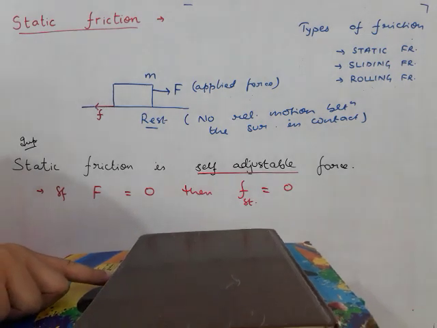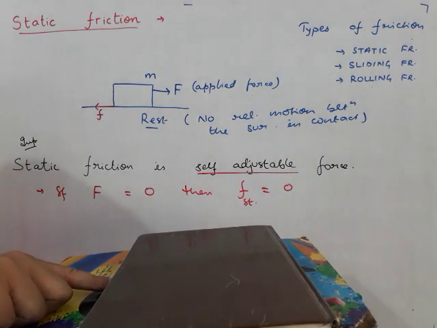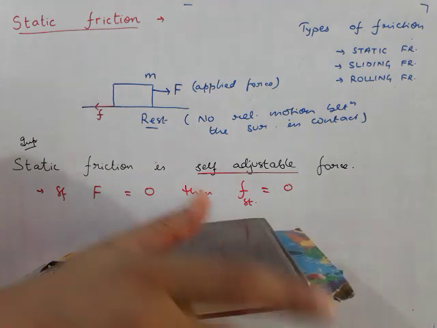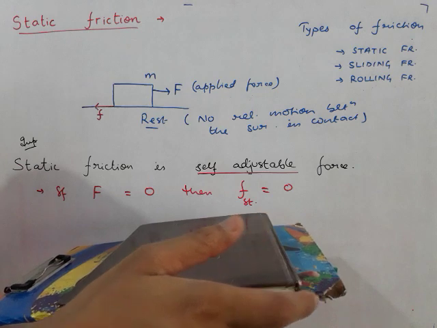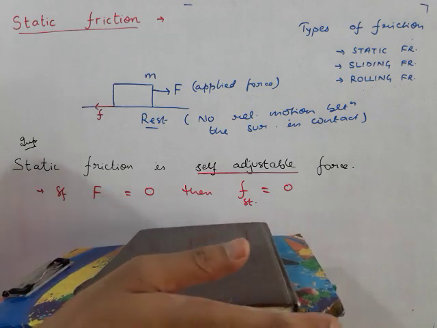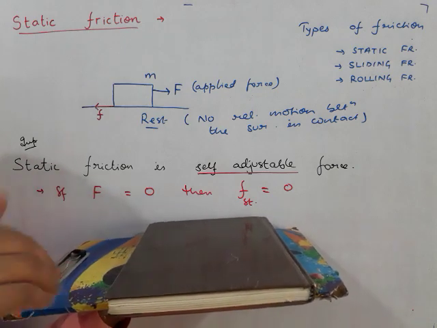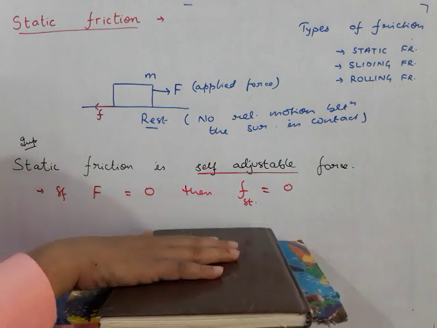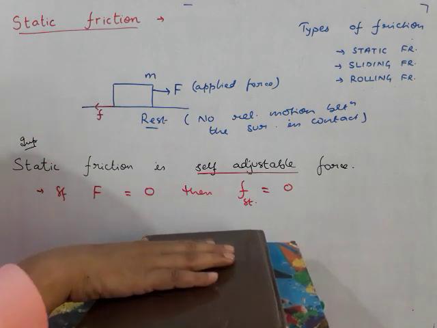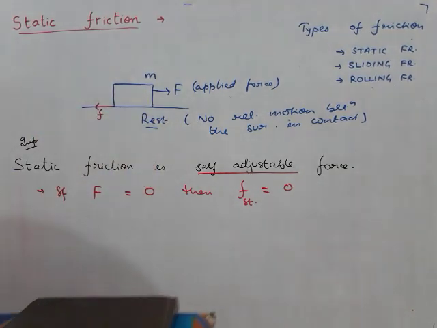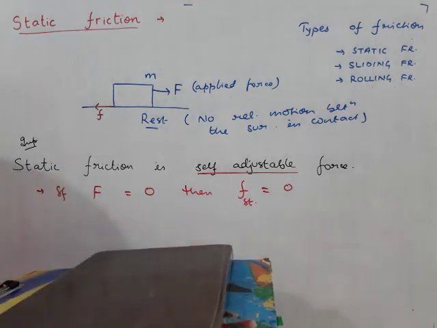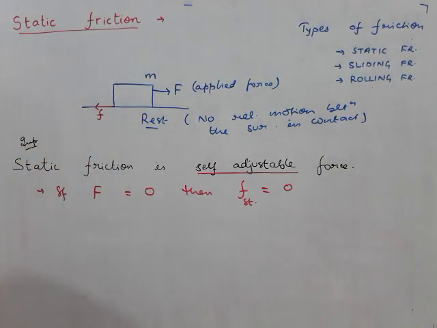Suppose I apply 0.1 Newton force, then static friction is also 0.1 Newton. I increase my force to 0.2 Newton, static friction is also 0.2 Newton. So both these forces are equal in magnitude and opposite in direction. That's why the copy, or the object, remains at rest. Same thing will be true for the table resting on a floor. But do you think this static friction will go on increasing its value? The answer is no. There is a limit.